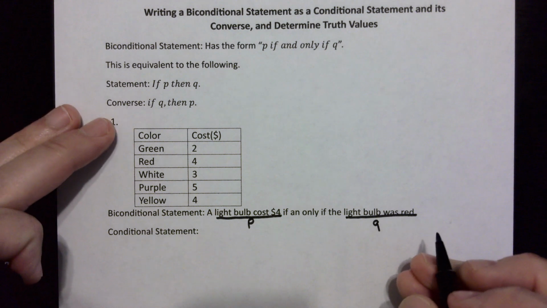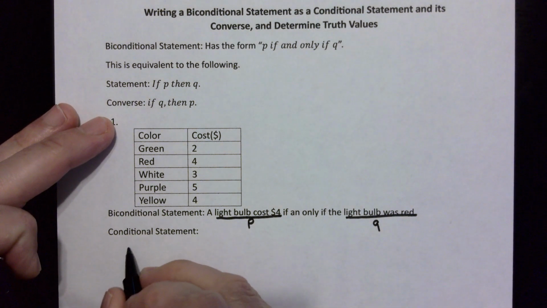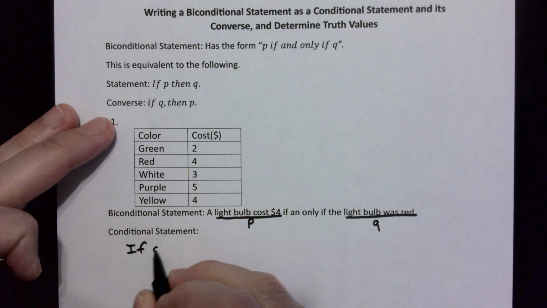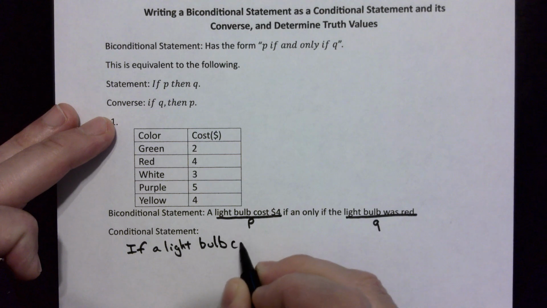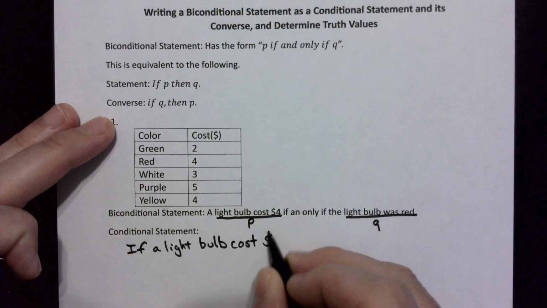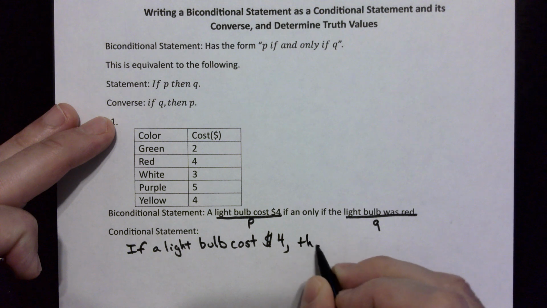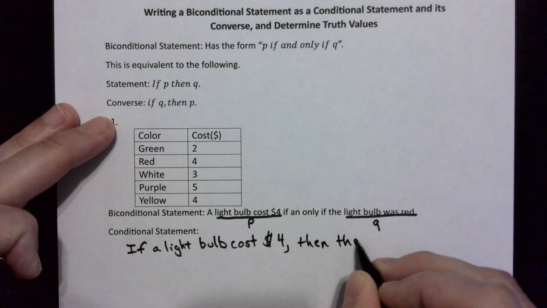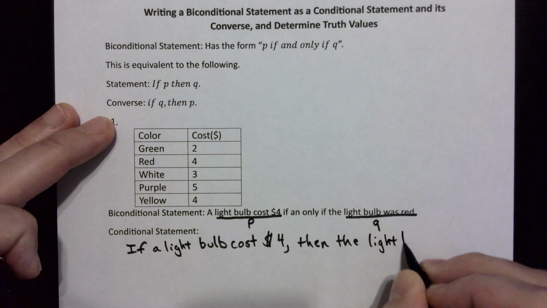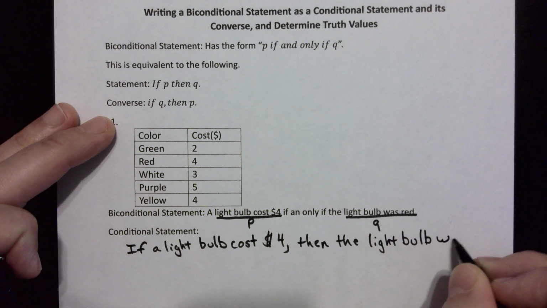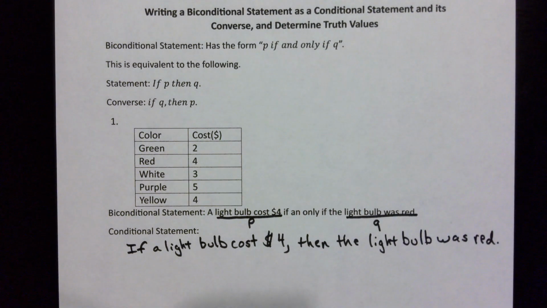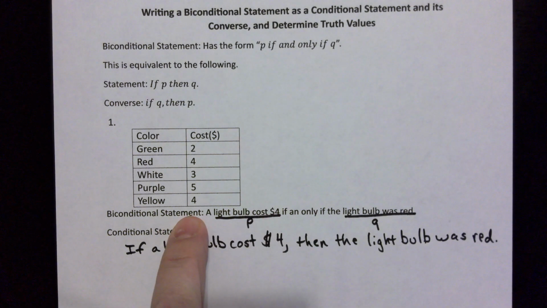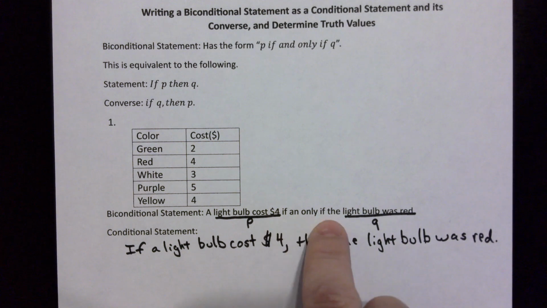If we write it, it will be: if a light bulb costs $4, then the light bulb was red. So that is the conditional statement. If a light bulb costs $4, then the light bulb was red. That's based on this biconditional statement: a light bulb costs $4 if and only if the light bulb was red.